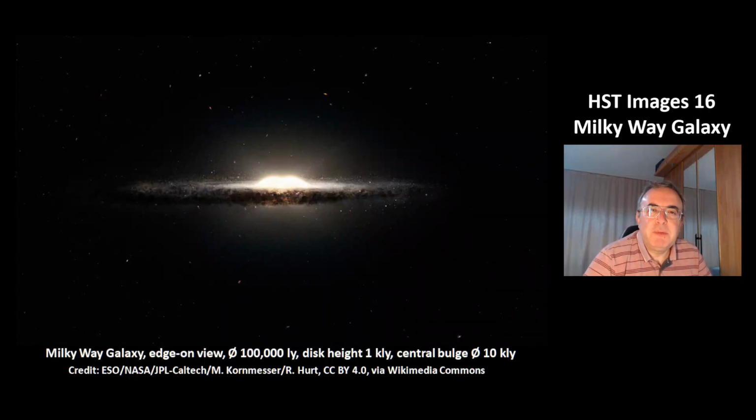Welcome to today's video about the Milky Way Galaxy. This is an edge-on view of how an extragalactic observer would see the Milky Way. The Milky Way Galaxy has a diameter of about 100,000 light years. Its disk height is about 1,000 light years. In the middle there is a spherical structure called a bulge, and its diameter is about 10,000 light years.